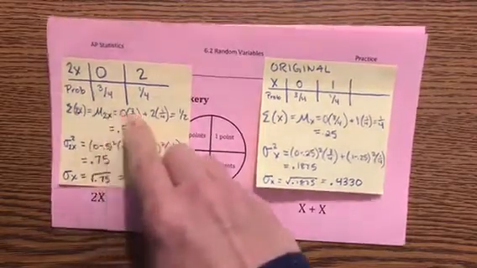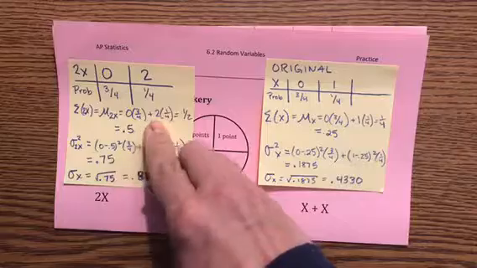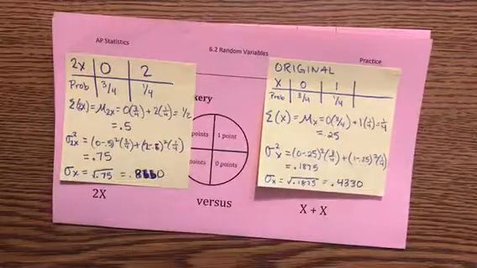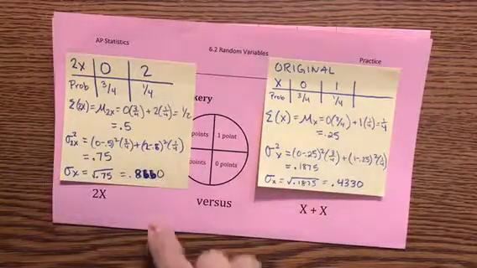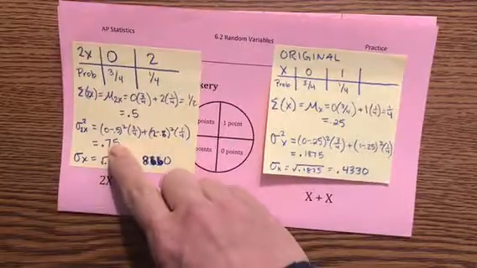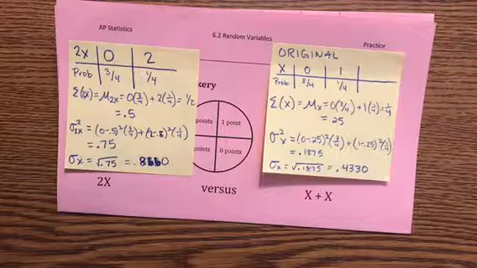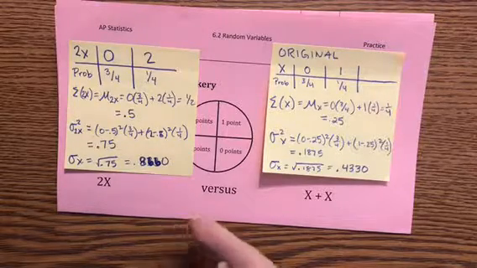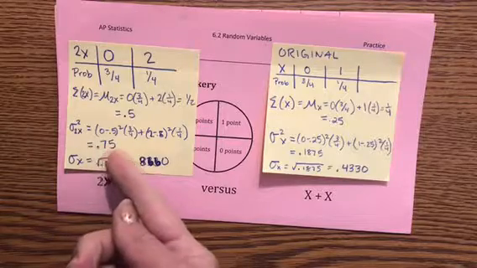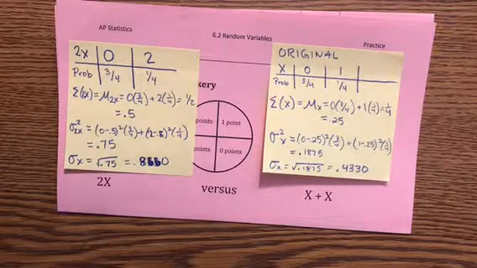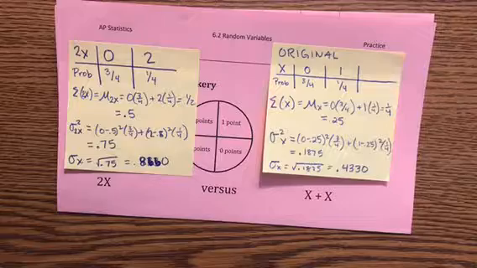So I calculate my mean. Same idea, 0 times 3/4 plus 2 times 1/4, and that gets a mean of 0.5. My standard deviation, same idea. I take each value, subtract the mean, square that, and then multiply by its probability, and I get a variance of 0.75, which is a standard deviation of approximately 0.8660. So that's if we double the points.